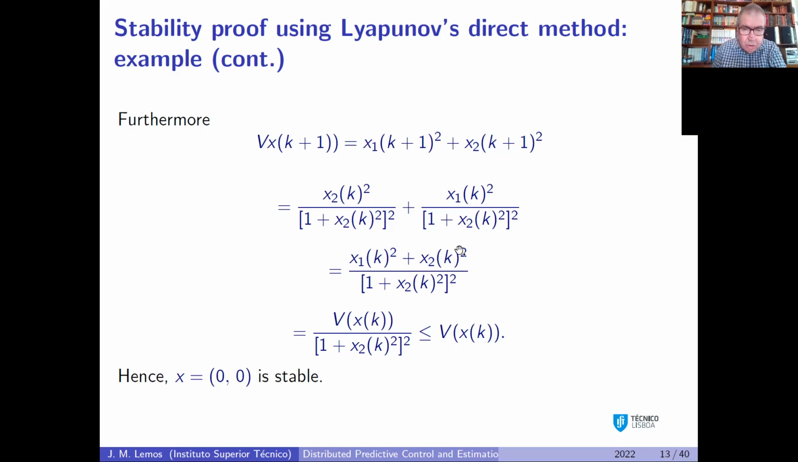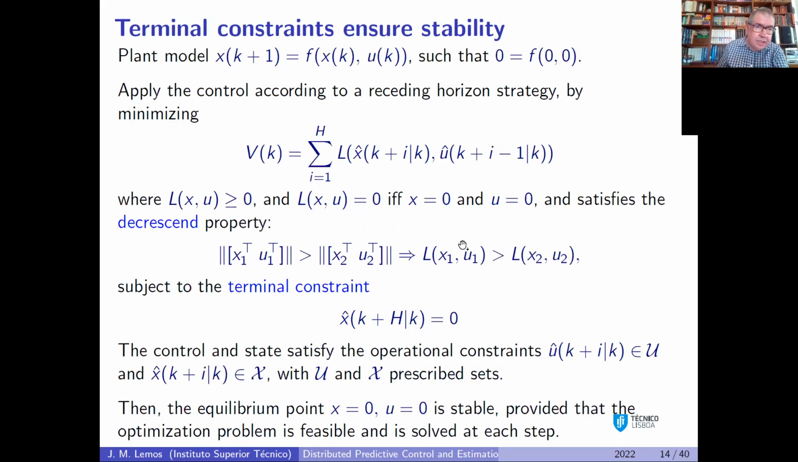Okay. So we have this tool, and now let's apply the tool to our main business, which is to prove stability of a predictive control algorithm. Suppose that we have a nonlinear plant model, x(k+1) equal to f of x(k) and u(k). And let's assume that this plant is such that the origin is an equilibrium point. So if you make x equal to 0, u equal to 0, you get a state which is again 0.